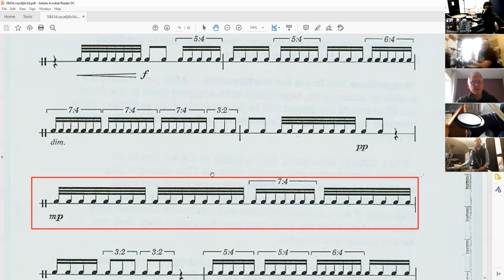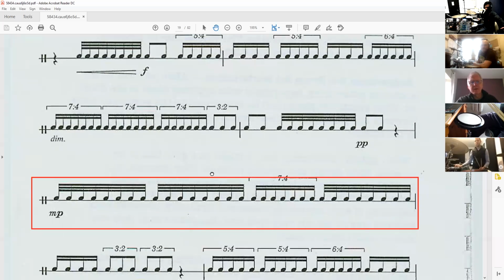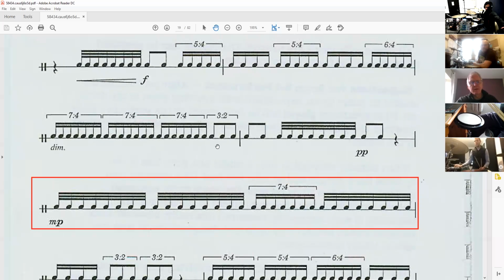This is just one bar this time. Okay, so we've got 30 seconds, septuplets, 30 seconds.